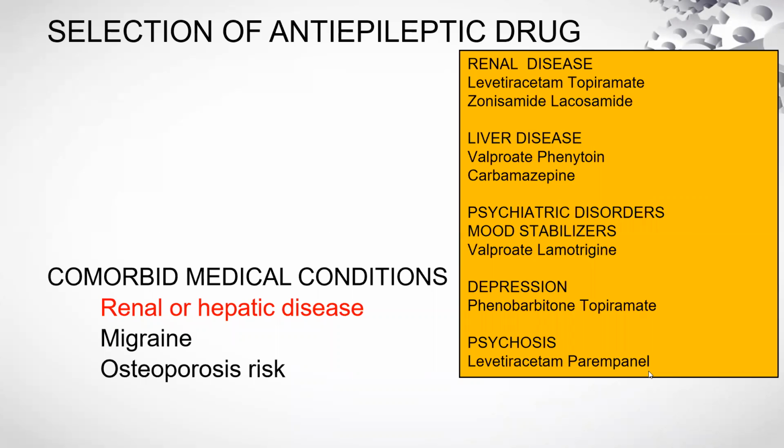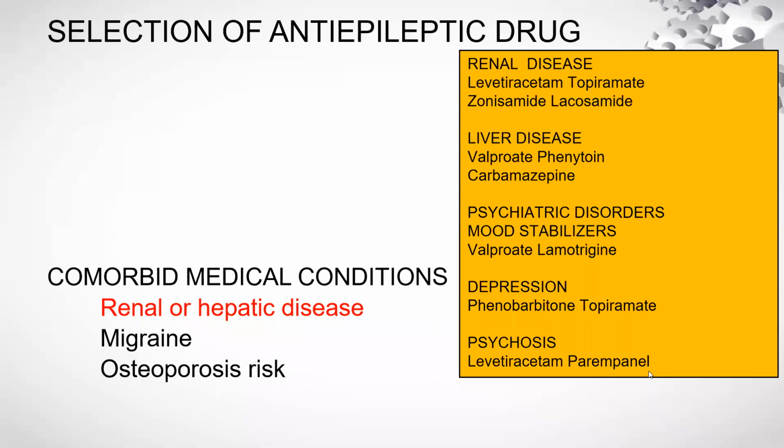Now, coming to comorbid medical conditions, sometimes comorbid medical conditions help us in deciding which AED to use. For example, if a patient has a significant renal disease, we would like to avoid drugs which are renally metabolized, like levetiracetam, topiramate, zonisamide, or lacosamide. Similarly, in patients with liver disease, we would like to avoid valproate, phenytoin, and carbamazepine.